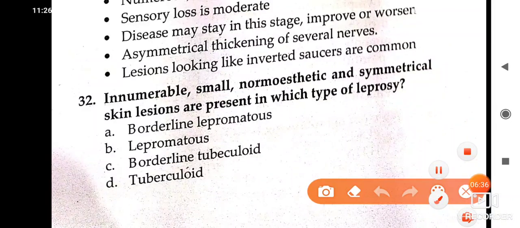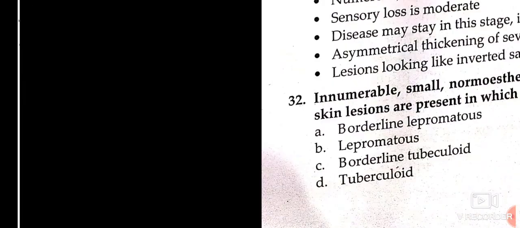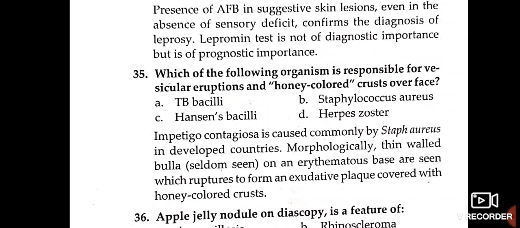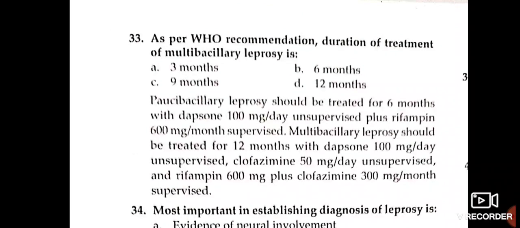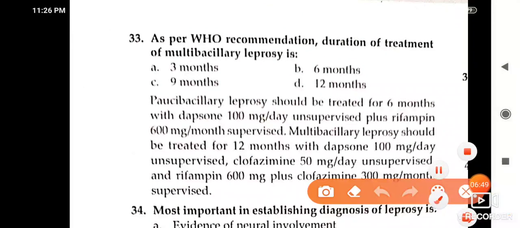Innumerable small anesthetic and symmetrical skin lesions are present in which type of leprosy? Answer in the comment box. Okay. WHO recommendation: duration of treatment for multibacillary leprosy is 12 months, whereas paucibacillary leprosy is 6 months of treatment. Okay.